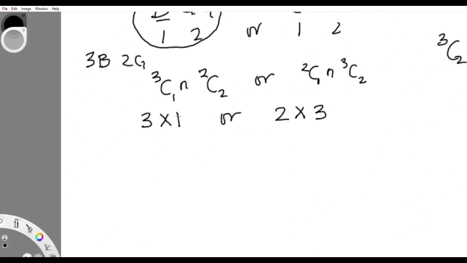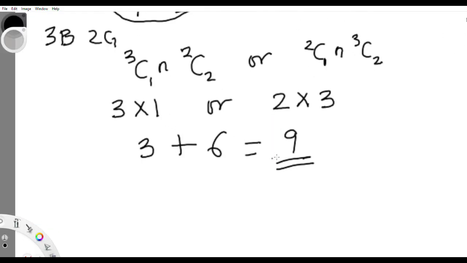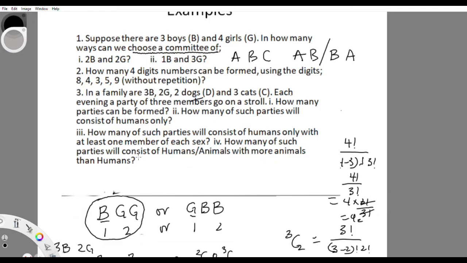Now let's continue. After doing this, the answer is 3 plus 6, and that's 9. So there are 9 communities that can be formed containing at least a member of each sex. Okay, let's go back to the question. How many of such parties will consist of humans and animals with more animals than humans?